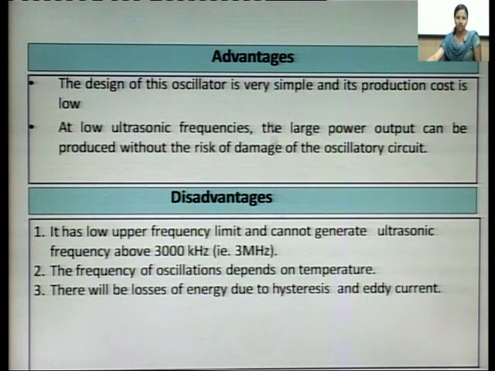The disadvantage of this method is that it has a low upper frequency limit and it cannot generate ultrasonic waves with frequency above 3 megahertz or 300,000 hertz. So it has a limitation. The second limitation is that the frequency of oscillation depends upon the temperature, and the third disadvantage is that there will be losses of energy due to hysteresis and eddy currents.